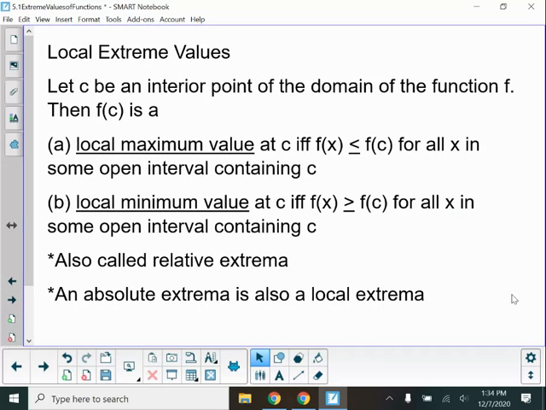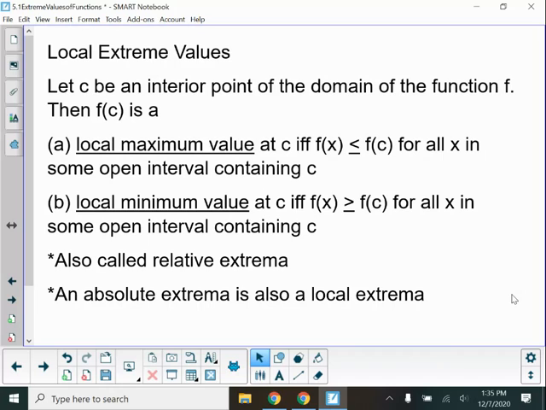So moving on from absolutes, we have locals. For your local extreme values, if we let c be some interior point in the domain of the function f, then f of c is going to be a local maximum if and only if, remember again that iff is if and only if, the f of x's are less than or equal to f of c for all x in some open interval containing c.